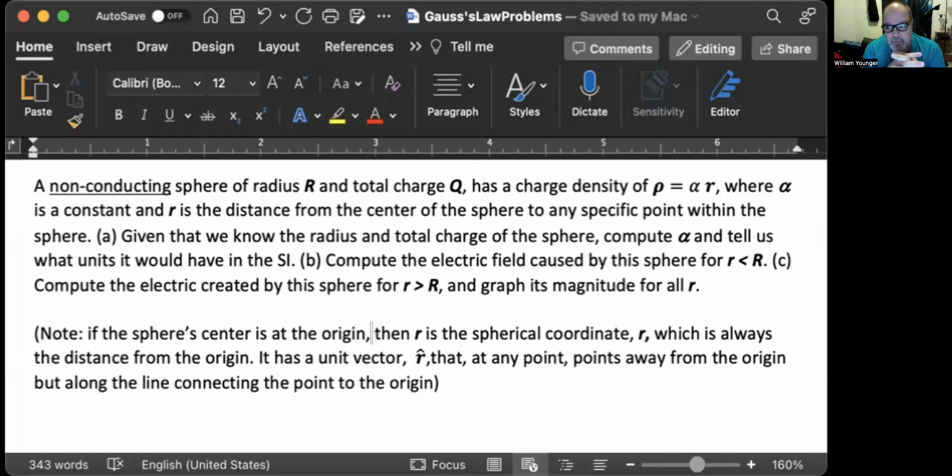Notice alpha is something we don't know. Given that we know the radius and the total charge of the sphere, compute alpha and tell us what units it would have in the SI. So that's part of what we're going to do. Part B, compute the electric field caused by the sphere for r less than big R, in other words, inside of the sphere. And then C, compute the electric field caused by the sphere for r greater than big R, and graph its magnitude for all r.